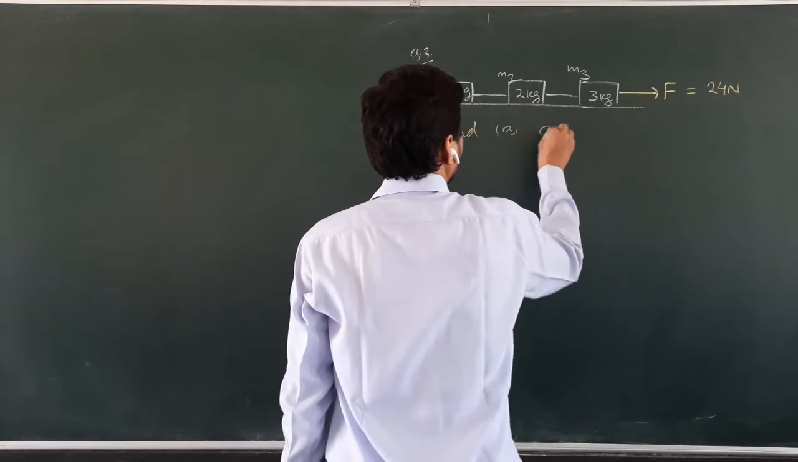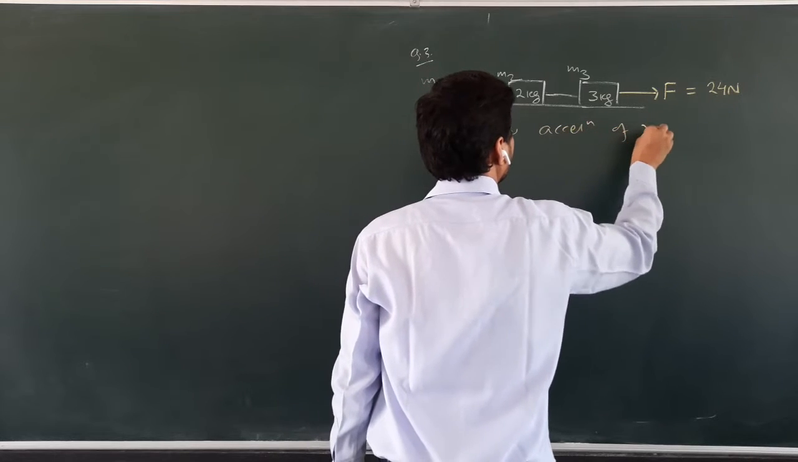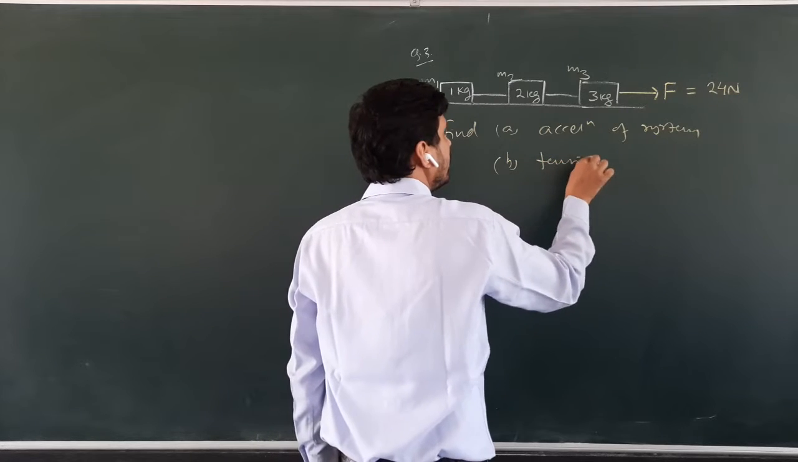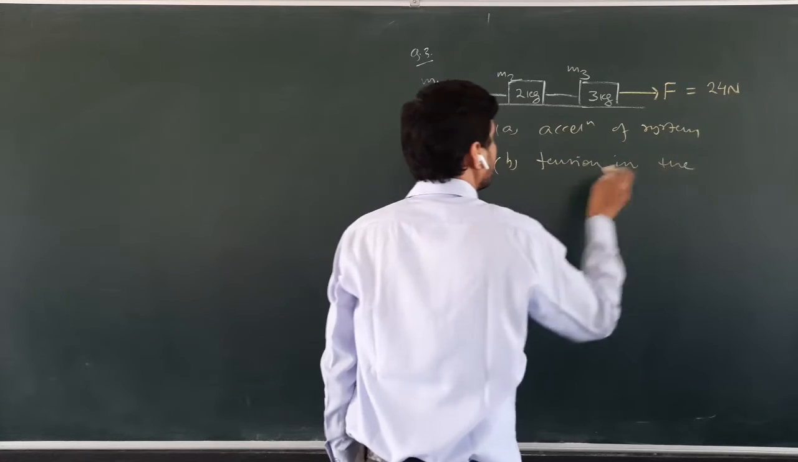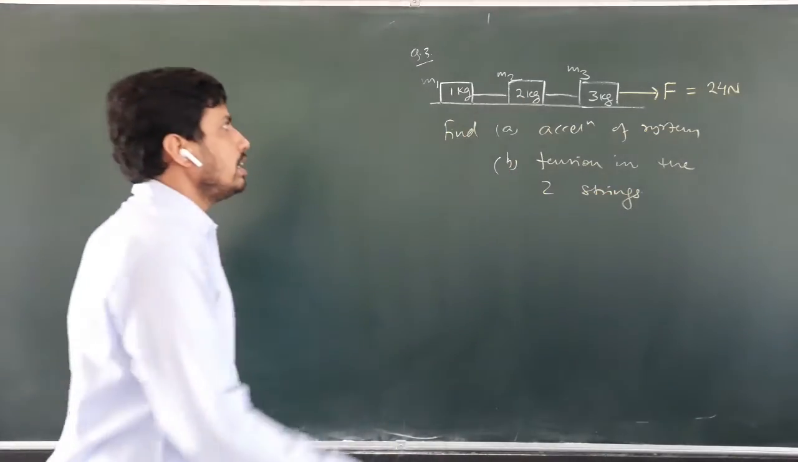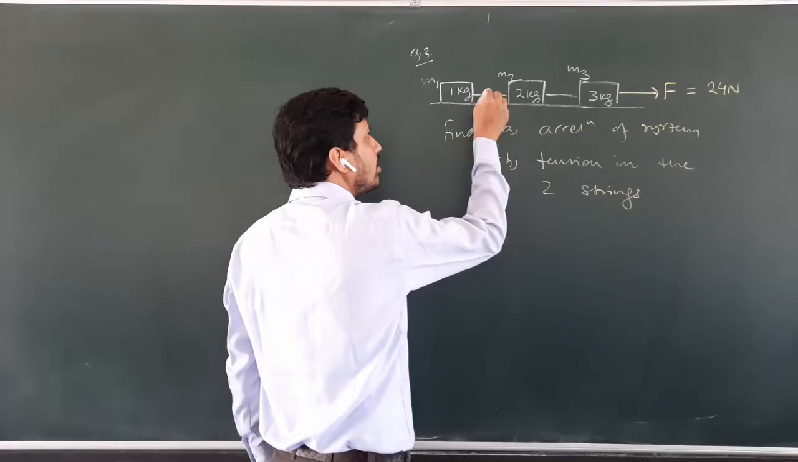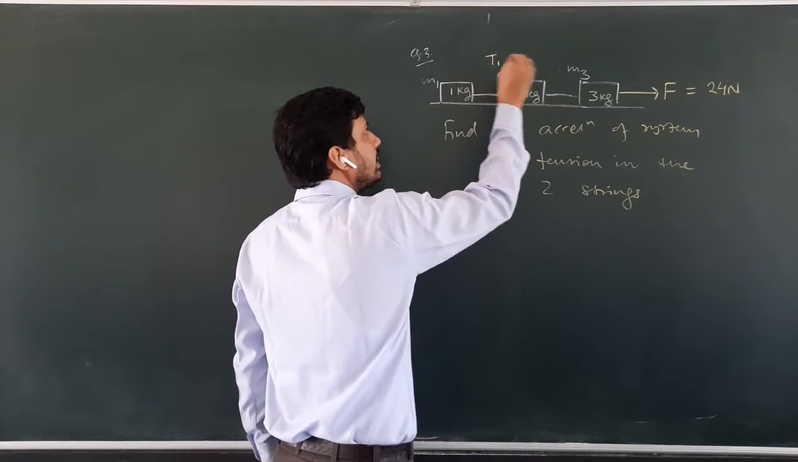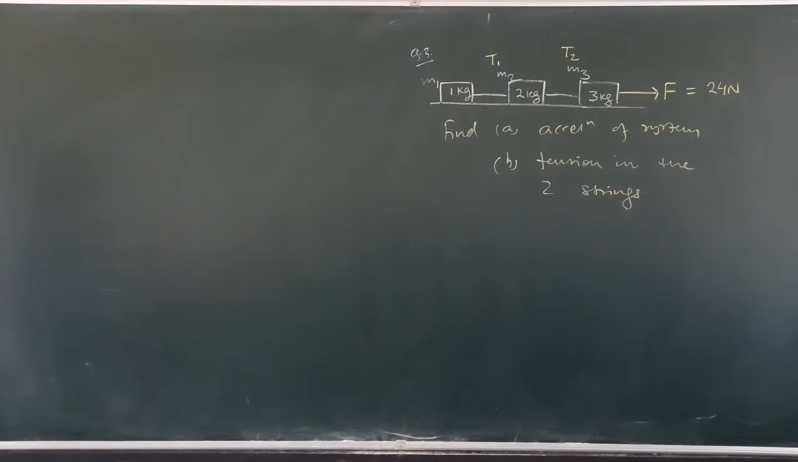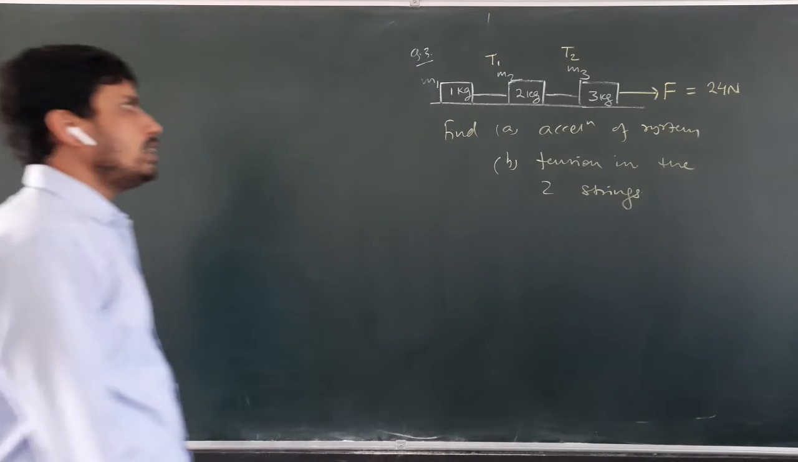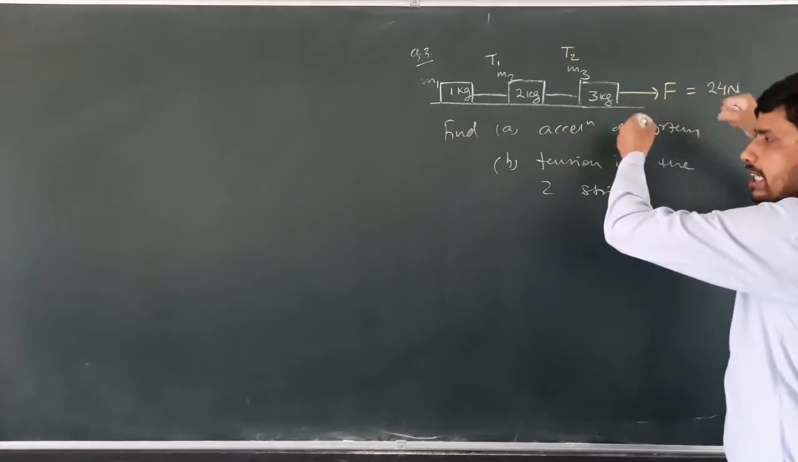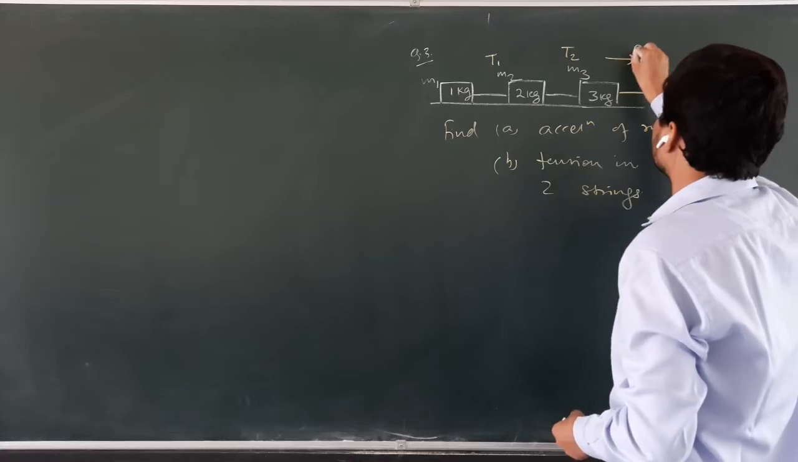You have to find the acceleration of the system and the tension in these two strings. Part A, acceleration of the system, and part B, tension in the two strings. There are two strings you can see. Let this string have tension T1, and here this string has tension T2. So you have to find T1, you have to find T2, and you have to find acceleration of the system. So when this force F acts on these masses, these 3 masses will move towards right with some acceleration. That acceleration is A.